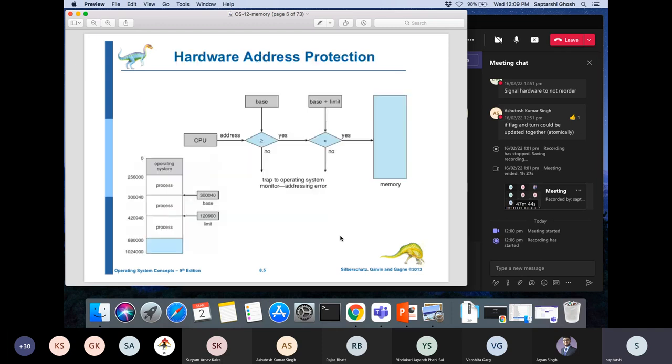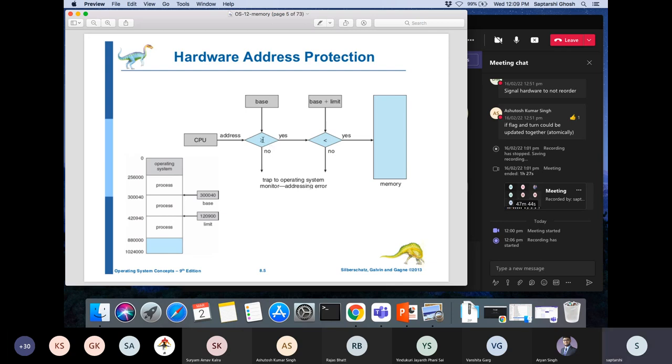So how will this early scheme work? Let's say there are different processes sharing the memory, and each process has a base and a limit register. Now let's say a particular process is executing on the CPU, and the CPU generates an address while executing that process. First it is checked whether the address generated by the CPU is greater than or equal to the base register value. If not, then this is an illegal memory access, so there is a trap to the operating system, that means an addressing error.